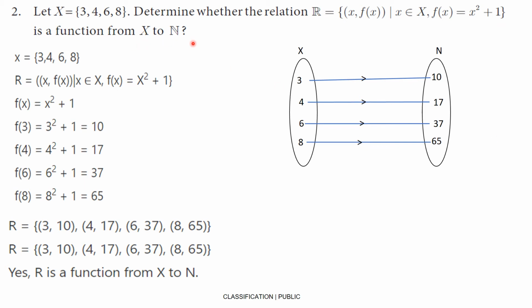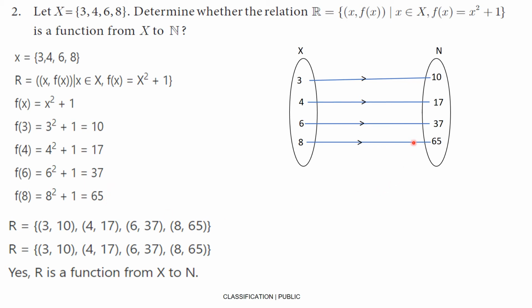Okay. So the X values are 3, 4, 6, 8. The condition is x squared plus 1. Substitute x = 3: 3 squared plus 1, 9 plus 1, 10. And 4 squared is 16 plus 1, 17. If you substitute 6, 6 squared is 36 plus 1, 37. And for 8, 8 squared plus 1 equals 65. So our codomain values are 10, 17, 37 and 65.